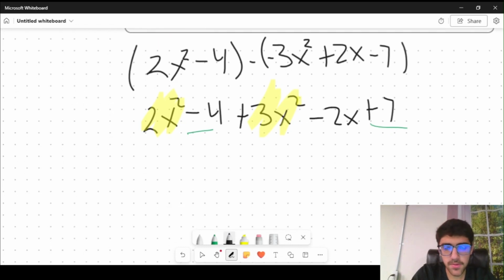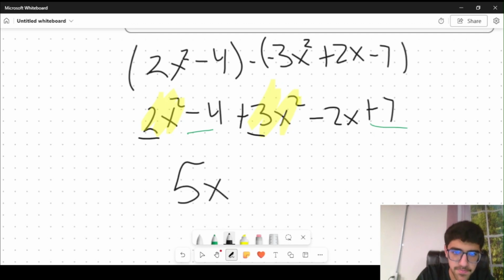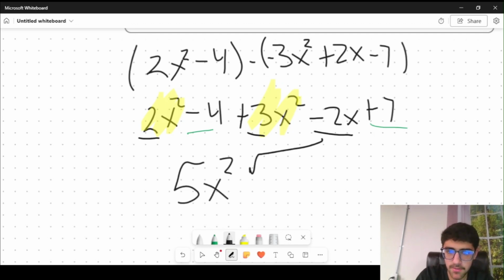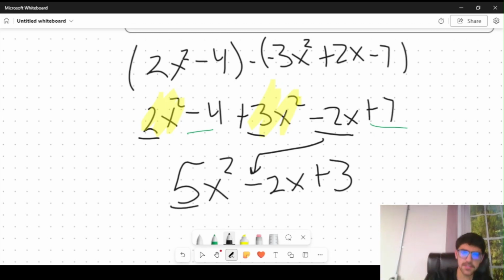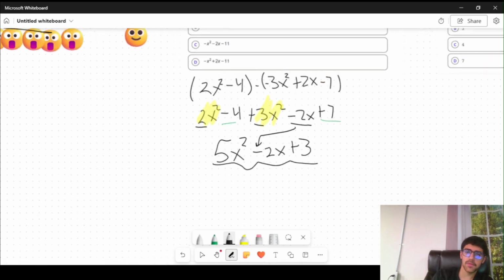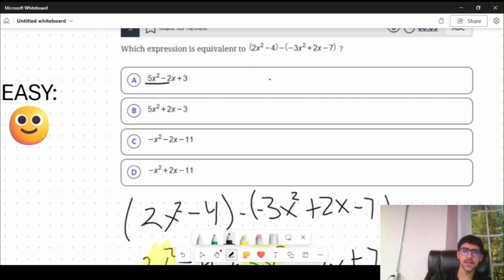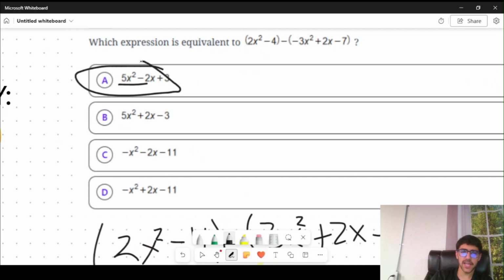So 2x squared plus 3x squared, you just add the coefficients and keep the x squared. So you get 5x squared. And then negative 2x, it just copies down. There's nothing that it combines with. And then negative 4 plus 7, just combine that. Negative 4 plus 7 is plus 3. And this looks like the form that's in the options. So let's see if any of them equal. So you get 5x squared minus 2x plus 3, which is answer option A.